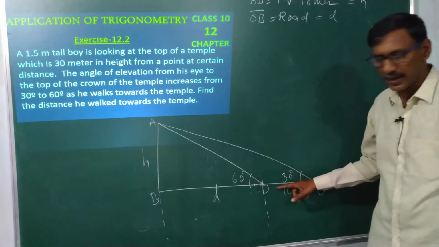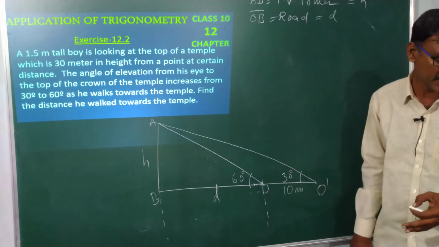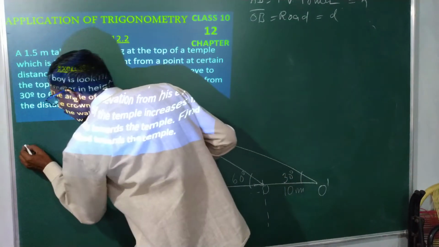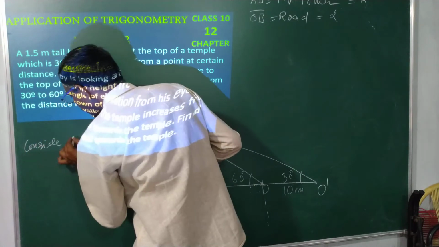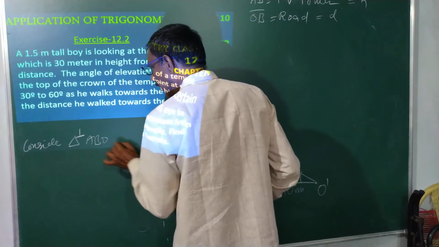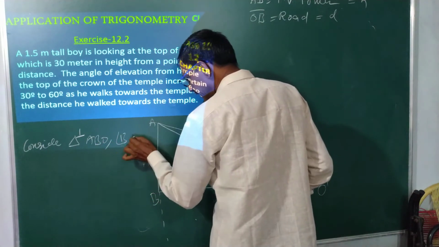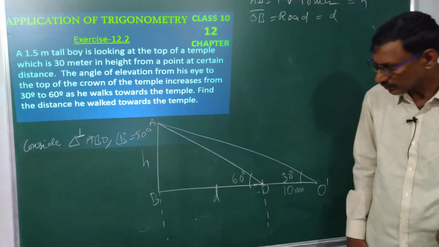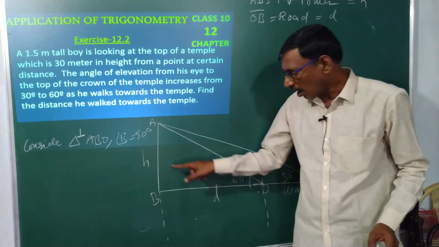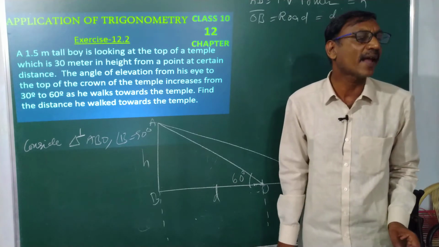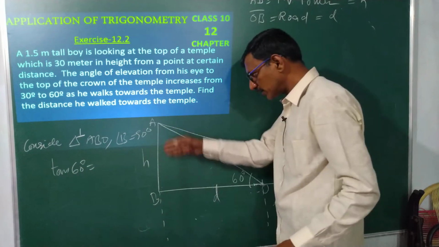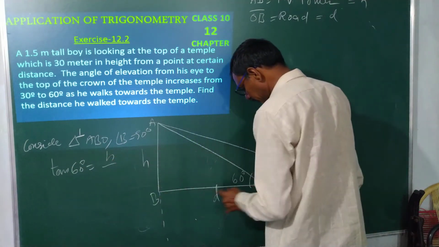Make a right angle triangle and apply trigonometric ratios. By observing this, consider right angle triangle ABO, angle at B is equal to 90 degrees. This is very clear. This is 60 degrees. It's the opposite side and this is my adjacent side. Opposite side over adjacent side is tan. So tan 60 degrees is equal to opposite side h over adjacent side d.